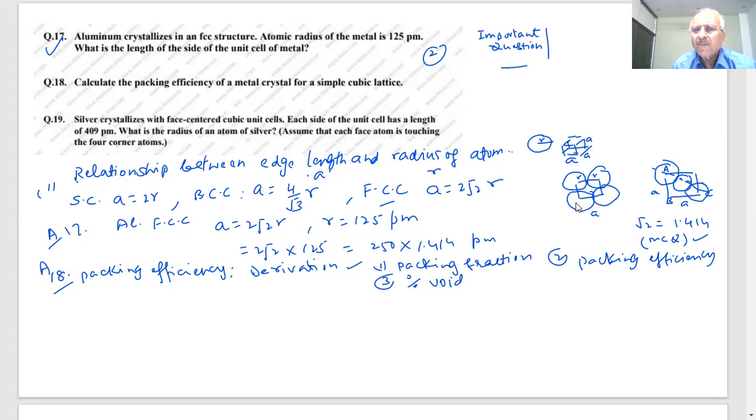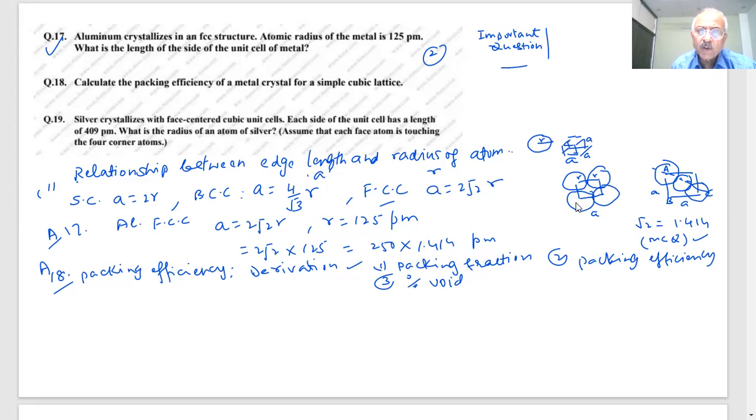How did you calculate packing fraction? What is packing fraction? Definition. Sir, packing fraction is the fraction of space occupied by the particles, atoms in the unit cell. So the number of atoms per unit cell into volume of one atom divided by total volume of the unit cell is packing fraction. Multiply by 100, you get the packing efficiency.